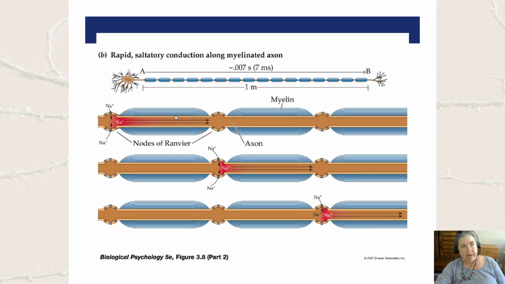So motor neurons, for instance, the neurons that go from your spinal cord to your feet and make you move your big toe, they're long, they're heavily myelinated, but the heavy myelination allows for that signal to move extremely quickly. Not instantaneously, but extremely quickly. 7 meters per second here.